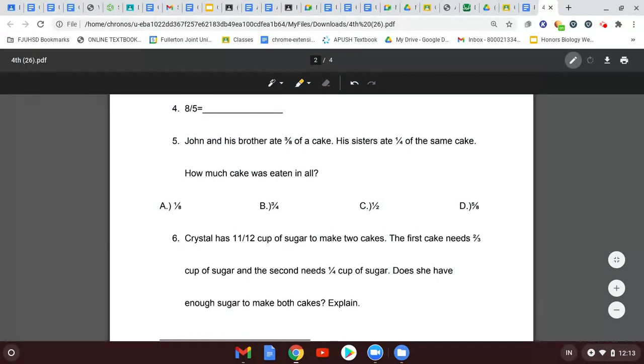So 1/4 of the cake, right? If we want to put that into terms of 8, we would do 2/8. And then we would just add. Oh, sorry. 3/8 plus 2/8 is just 5/8.